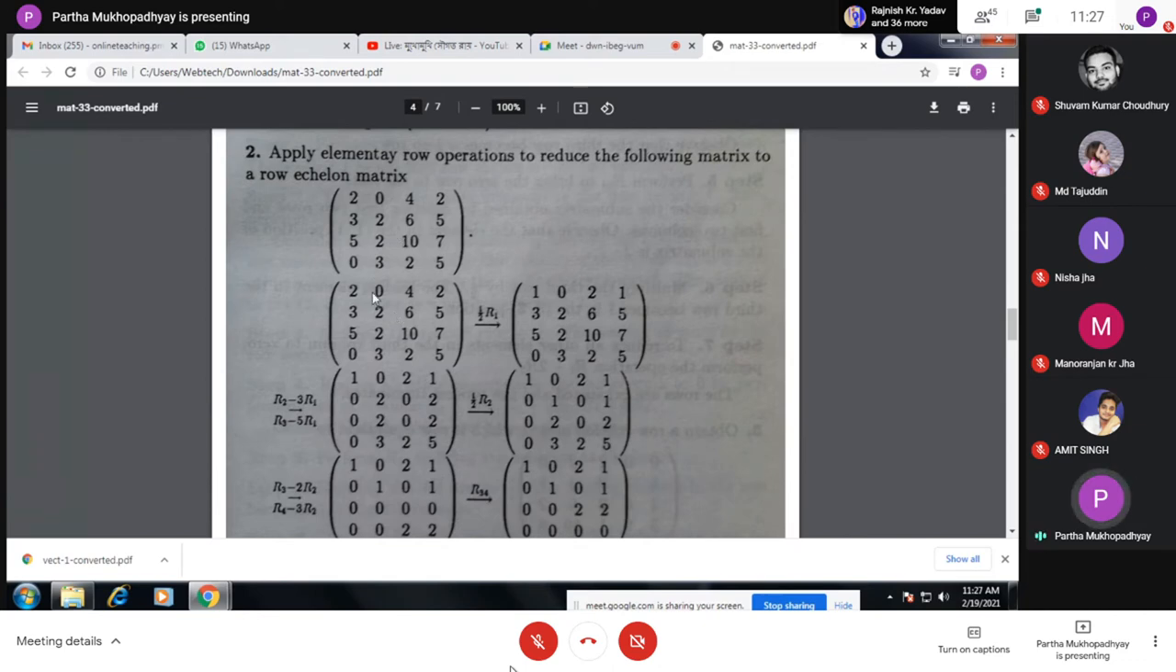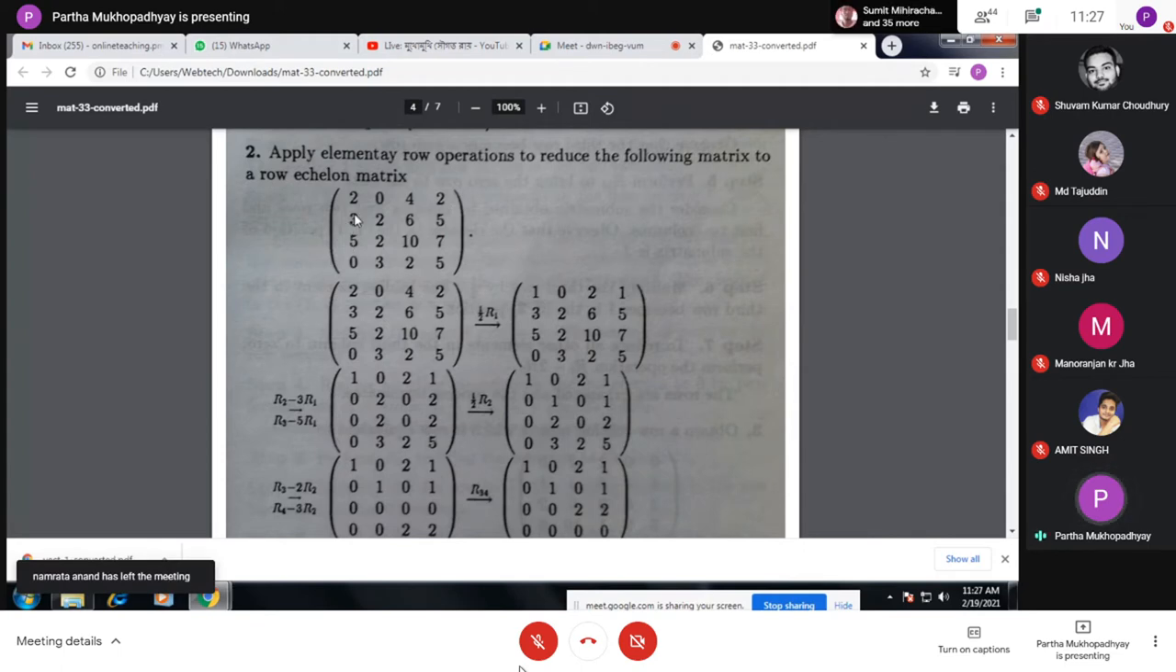Often you make mistakes because you do it haphazardly. So don't do it haphazardly. Listen to me carefully. How do you have to reduce it? First of all, you have to reduce the three elements in the first column to zero. This is the first column. Leave this first row intact. Don't change the first row. It is not needed at all. Keep it as it is.